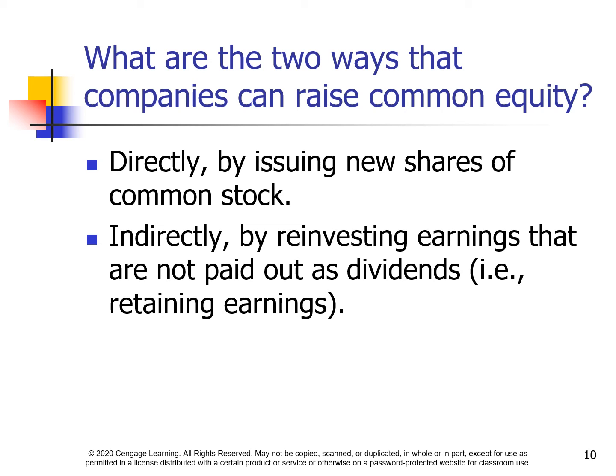What are the two ways that companies can raise common equity? Directly, by issuing new shares of common stock. Indirectly, by reinvesting earnings that are not paid out as a dividend, for example, retained earnings.